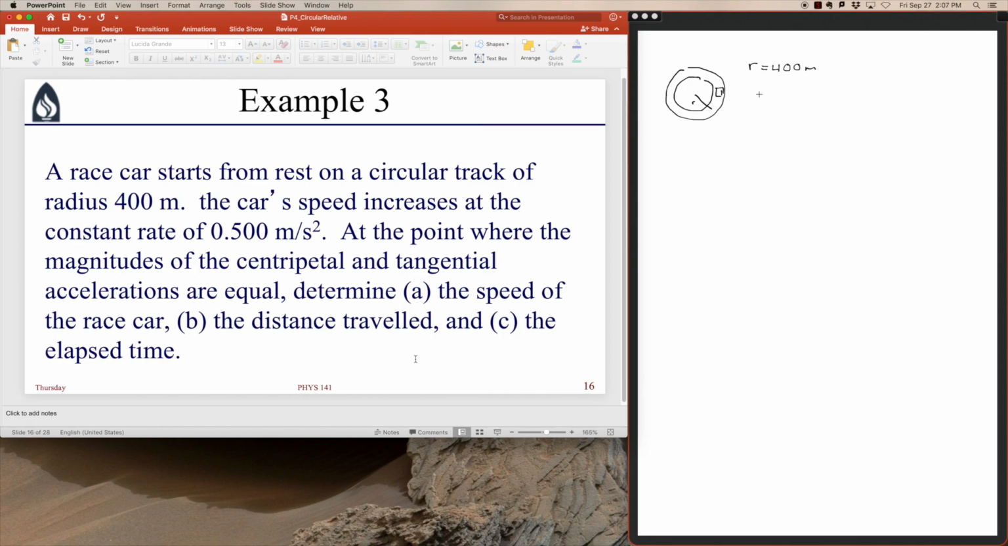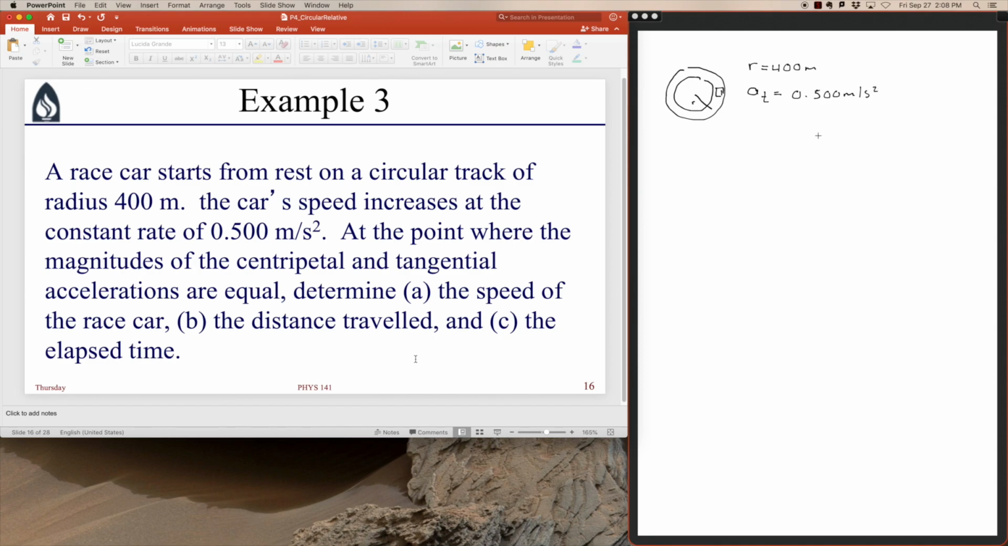So that's how fast the car's speed is increasing. That tells us how the car is speeding up. An acceleration that causes a speeding up is a tangential acceleration, and this sounds like a tangential acceleration to me. It's causing the car to go faster. Centripetal accelerations don't cause something to speed up or slow down. They just cause a change in direction. So this would be this tangential acceleration that has a value of 0.5 meters per second squared.